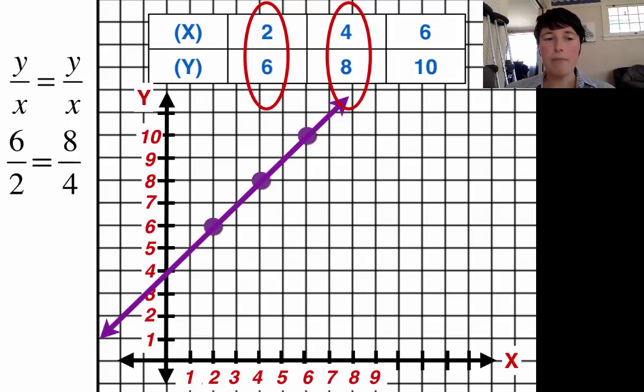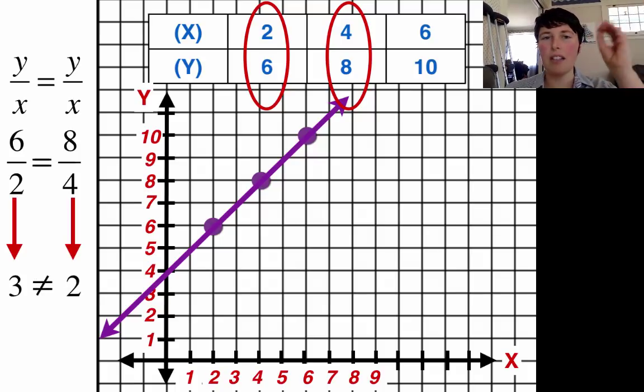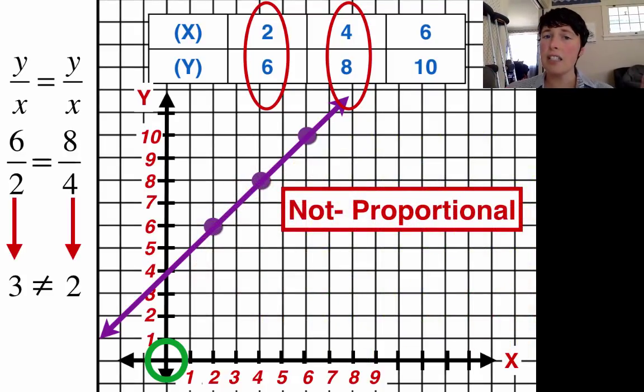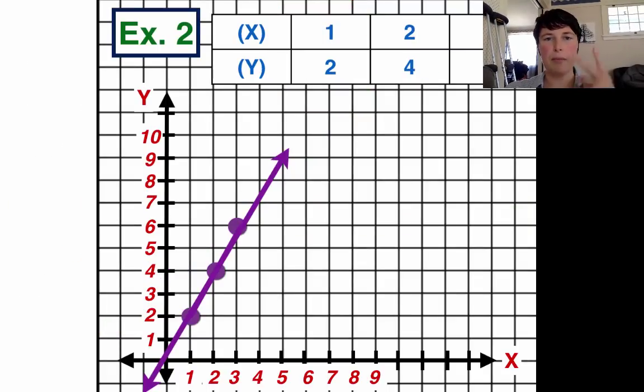Well, we could simplify them, or we could just divide them. What's 6 divided by 2? Yeah, 3. What's 8 divided by 4? 2. So we have 6 divided by 2 is 3. 8 divided by 4 is 2. Those aren't equal. So already I'm like, oh, this is not a proportion. Those fractions didn't equal. But look, there's the origin. I'm going to circle it. That's 0, 0. Does our line cross through there? No, our line doesn't cross through there. So yeah, this is definitely not a proportional relationship. It is a line, but it's not a proportion. So not proportional.